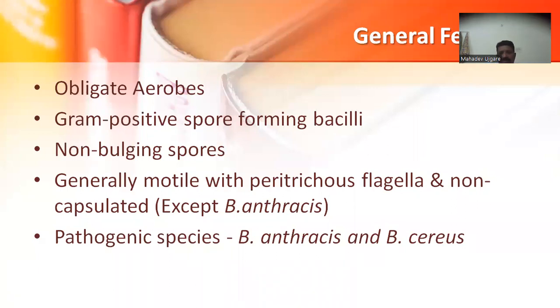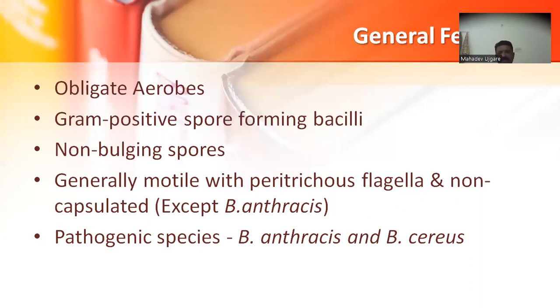Now this Bacillus is again classified into two groups: Bacillus anthracis, the causative agent of anthrax, and Bacillus cereus, the causative agent of food poisoning or gastroenteritis. First see about Bacillus anthracis. It is an obligate aerobe, gram positive, spore forming, and the speciality of this bacillus is that it has non-bulging spores. Generally it is motile with peritrichous flagella and non-capsulated, except Bacillus anthracis, which is capsulated.